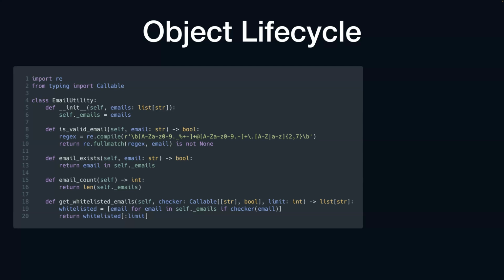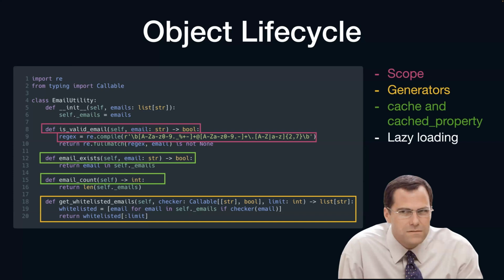Moving on, we have this get whitelisted emails function, which will get a checker function and a limit, and it will return a list of emails that pass this checker, and it will limit the output to the given limit. Again, we are seeing a problem here. We are evaluating all emails in this private emails list just to get a very small subset out of that. So it doesn't look that good as well. So let's try to fix this.